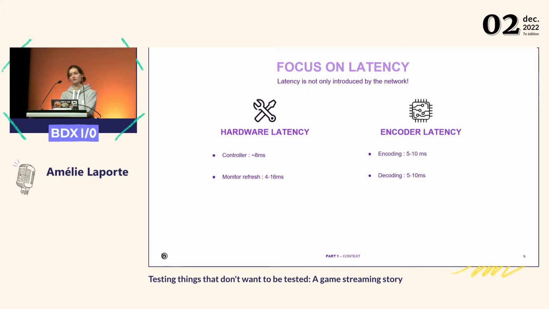Then your encoder can also add latency. So to encode or decode a frame, you can take up to 5 to 10 milliseconds. And this is really important because, like I said, we want to stream something in real time, and we want it to be interactive. And actually, humans can process visual stimuli in about 13 milliseconds. When the latency starts to go above 100 milliseconds, we can start to notice it, and we start to anticipate our actions. So that's why it's really important for us to focus on latency and try to minimize it as much as possible.